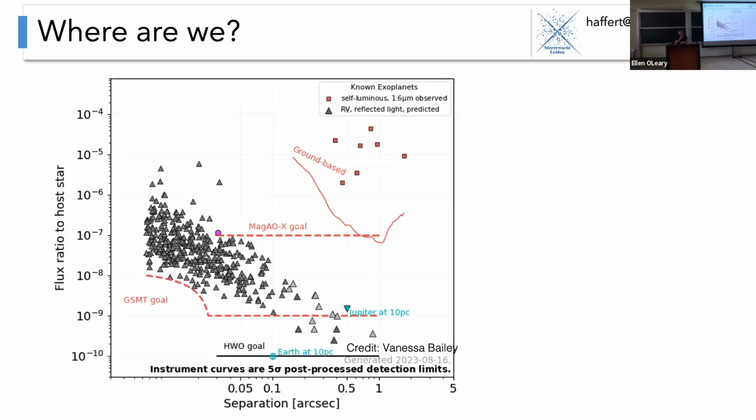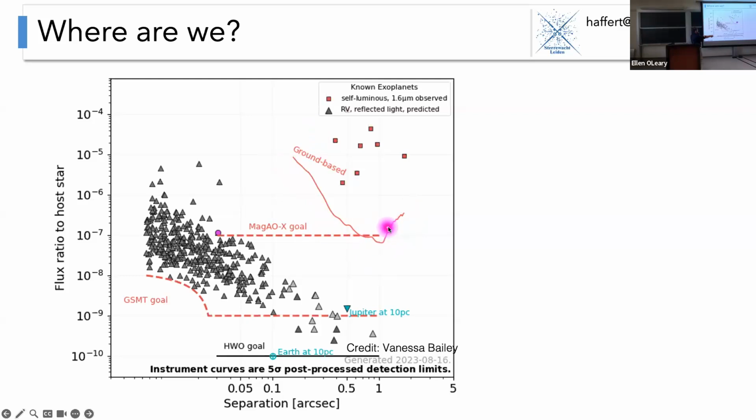Here is a plot created by Vanessa Bailey, and I've added the targets that we want to observe with GMagAO-X, which is one of the instruments we're developing, which are all these triangles. So these are all radial velocity detected planets. And those are the ones that we try to image. And these are also in reflected light. So currently, we can do about this contrast.